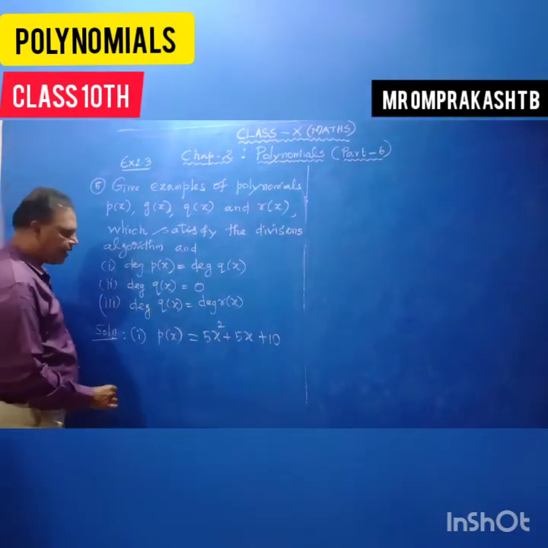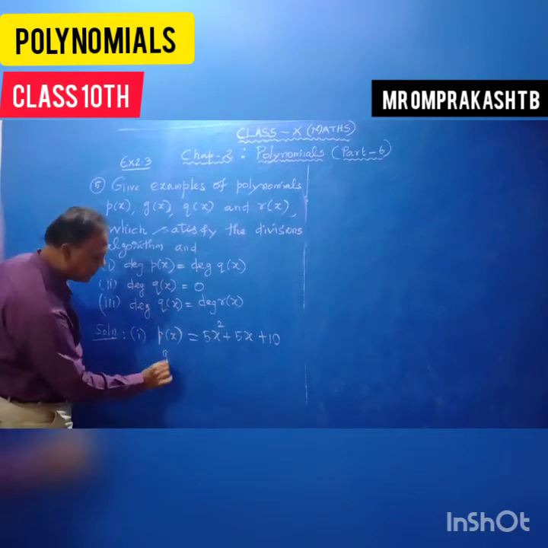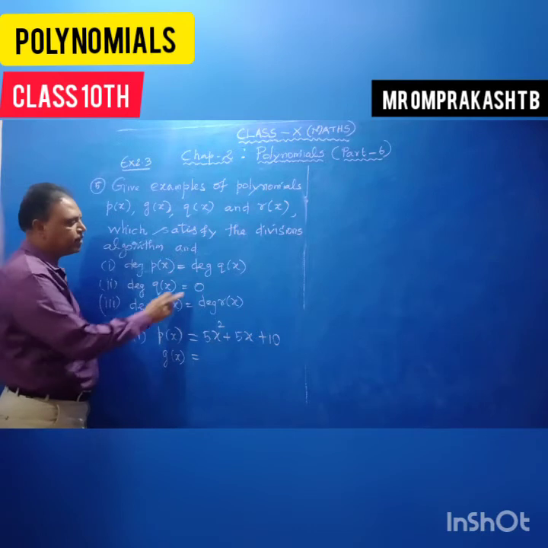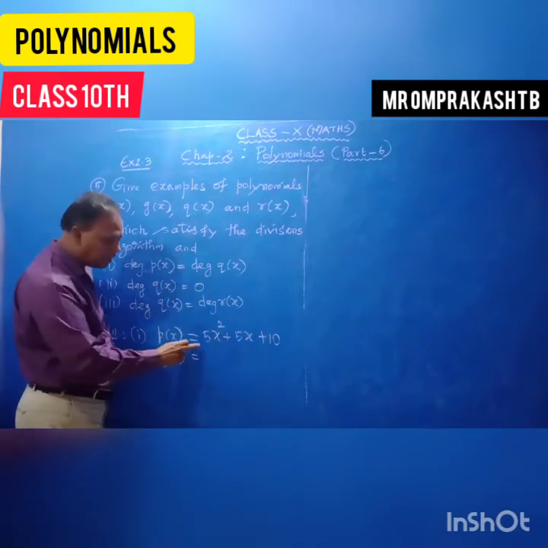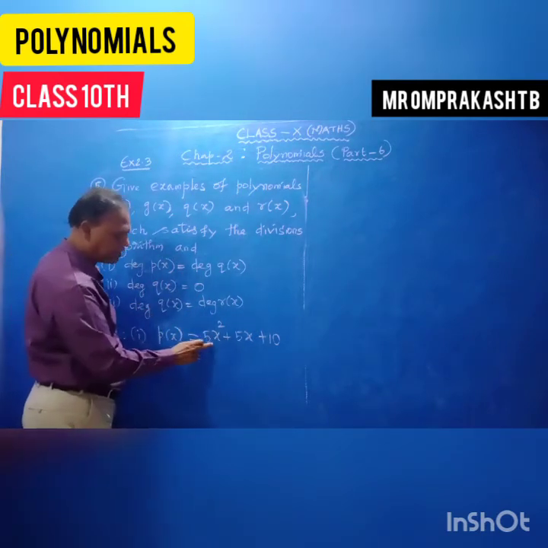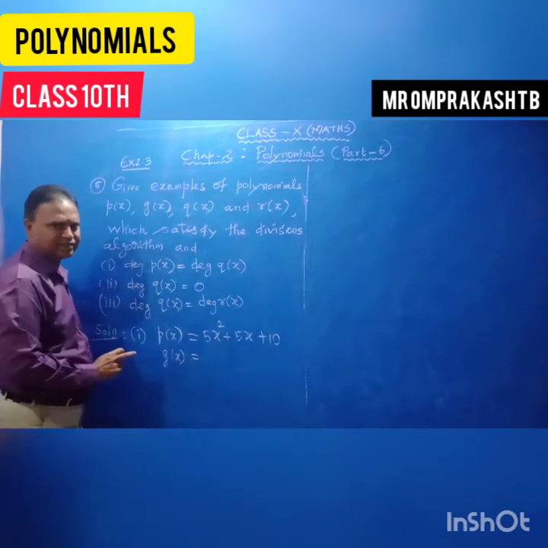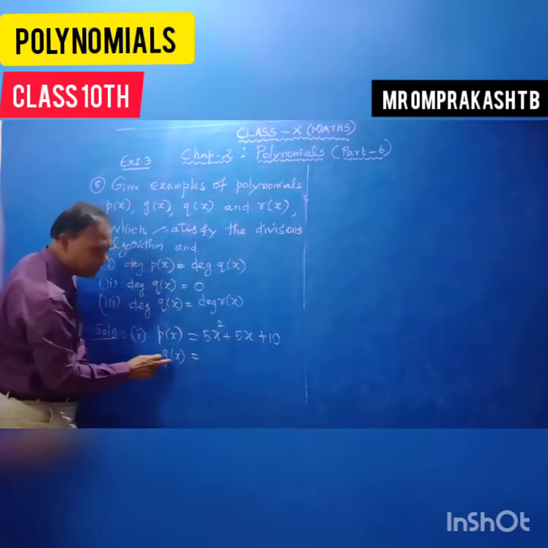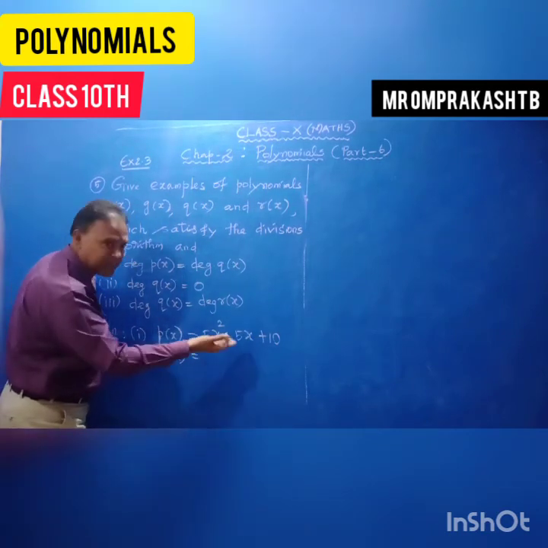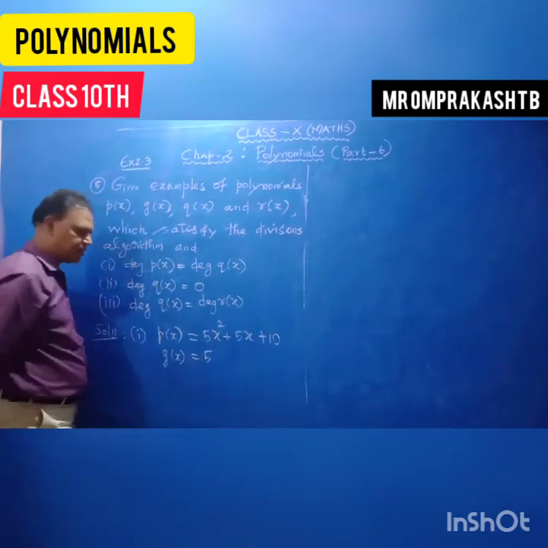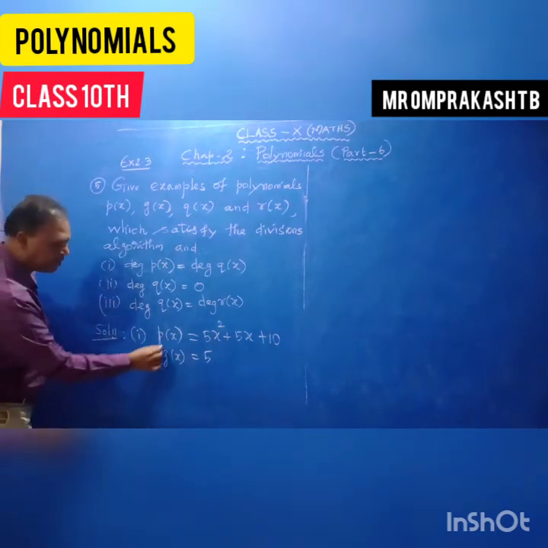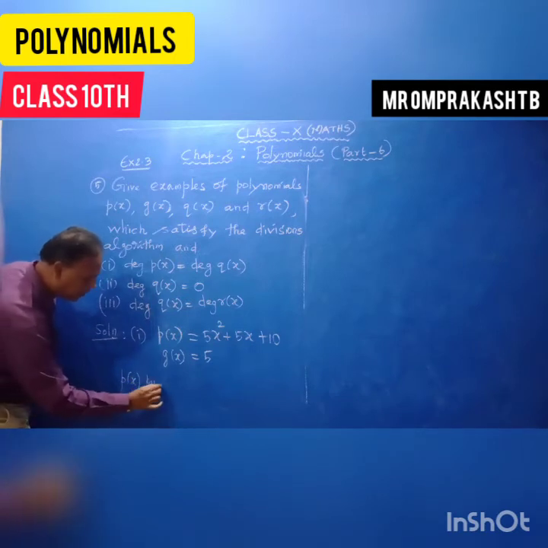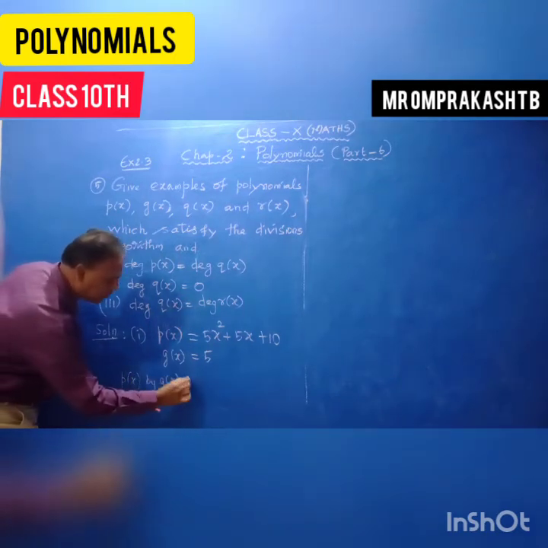Now I am taking g of x. You need not bother about g of x. We need the degree of q of x to be the same. So here you see the factor of p of x. What is the factor? 5 is the factor. That factor 5 is the common factor. Take that common factor as g of x, so that you will get q of x of the same degree. Now you divide p of x by g of x.